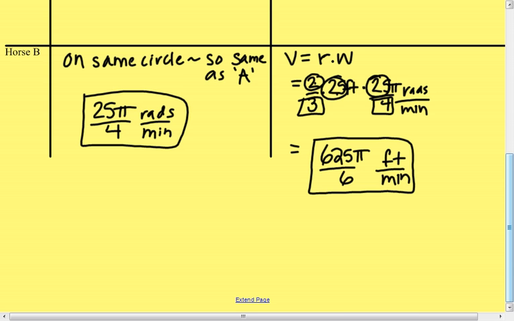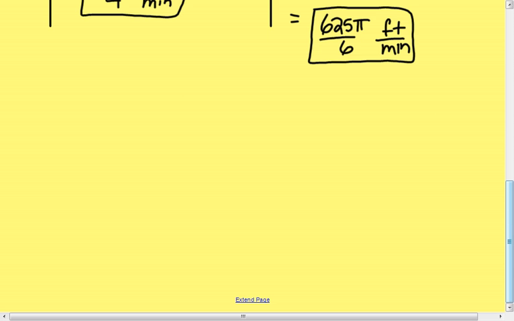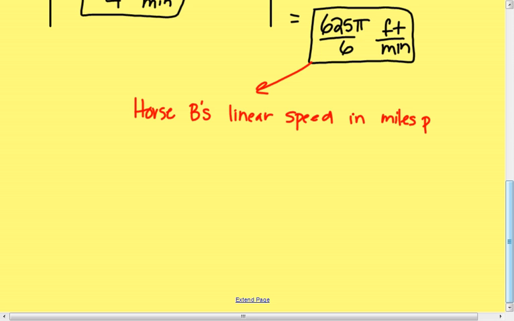Okay? Then, it doesn't ask for this in the problem, but I just want to show you this really quick because you're going to have to do this a lot. If I had asked you for, let's say, horse B's linear speed, what if I had asked you to put it in miles per hour instead of feet per minute? I'm going to have you practice some converting so that we can use it for the next problem.